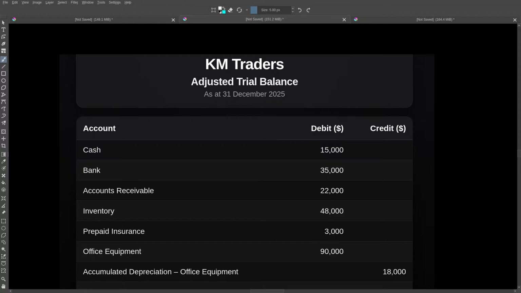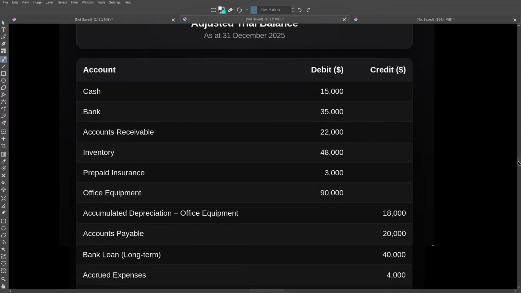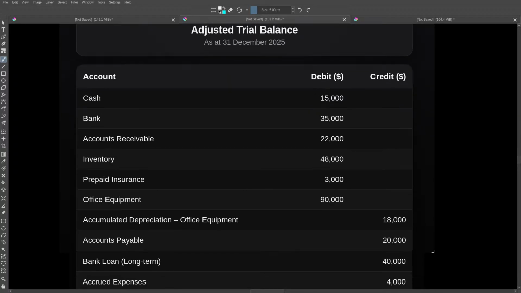Okay, so let us continue with the question. We've been given the adjusted trial balance, where we've been given the balances. Remember, the trial balance shows the balances as at a particular point in time.